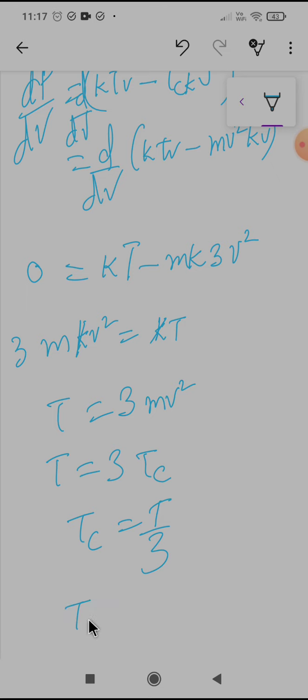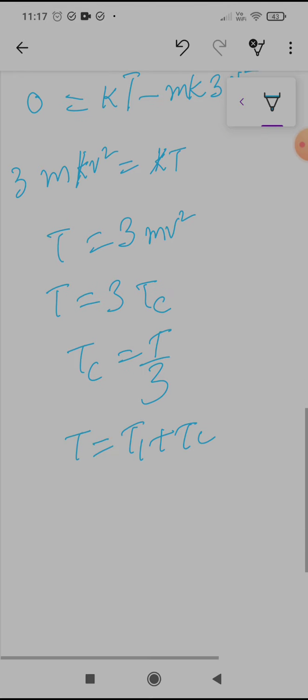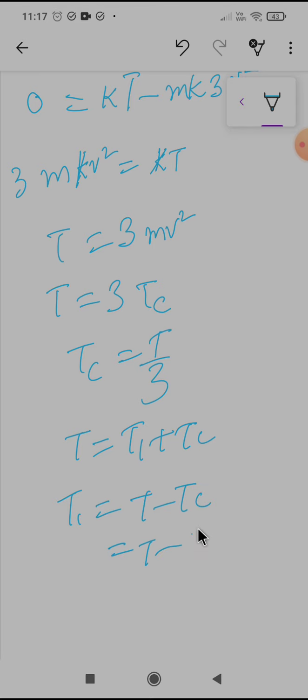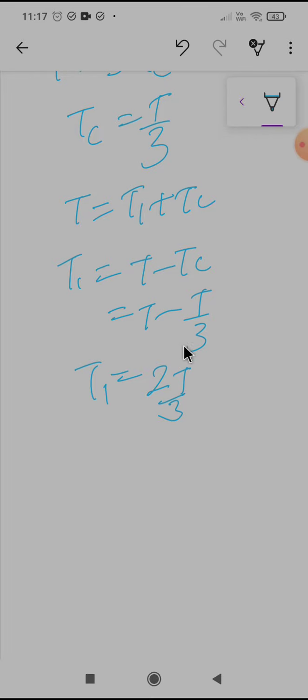Also, as we know, total tension T is equal to T1 plus TC. Therefore if I have to find T1, T1 is equal to T minus TC. So it is T minus T by 3, which will be equal to 2T by 3. So the initial tension T1 will be equal to 2T by 3.